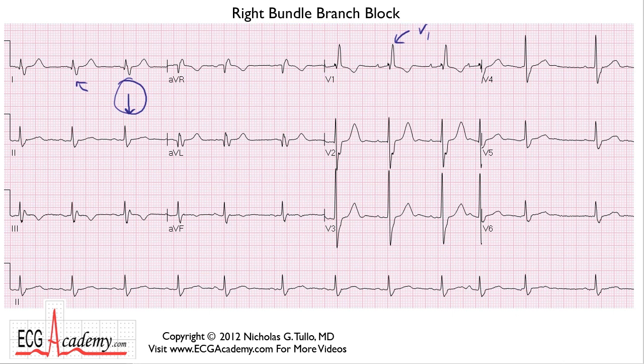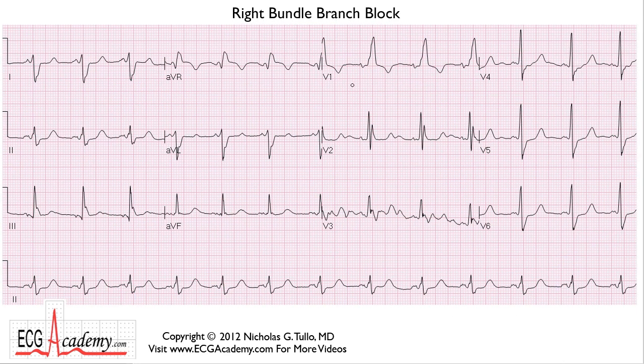Well, the last example I came up with is this one where you've got this huge positive deflection in V1 that in essence is an RSR prime, but they're both going up and it's only a little bit of a notch here. And you got this humongous S wave in 1 and AVL representing a marked right axis deviation. If the QRS wasn't so wide, you might even call this right ventricular hypertrophy. So if the QRS was less than 120 milliseconds, you have right axis deviation, you have a tall R in V1, and you have a pretty big S wave in V6.